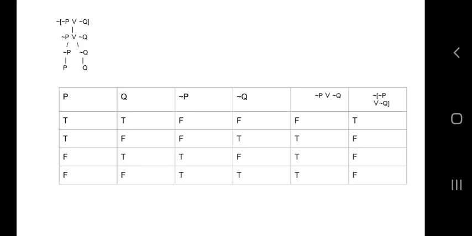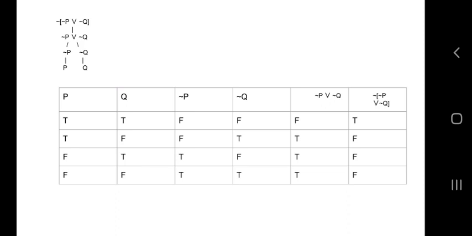Okay, and then for the truth table, there's 2 variables, so there's going to be 4 possibilities. Both of them could be true. P could be true, Q could be false. P could be false, Q could be true, or P could be false and Q could be false. There's 4 possibilities there. So I always want you to write down the possibilities in the same order each time, just so it's easy to check over. So for P, you'll have true, true, false, false, and for Q, you'll have true, false, true, false.